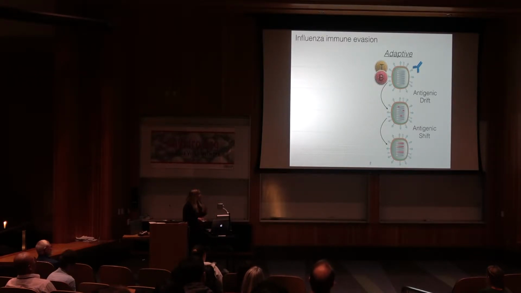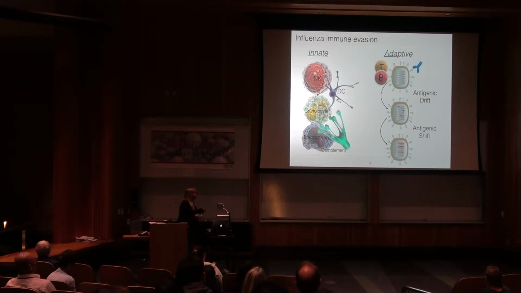So while we have a handle on how flu escapes from the adaptive arm of the immune system, comparatively little is known about escape from innate immunity. And this includes natural killer cells, granulocytes, dendritic cells, etc.